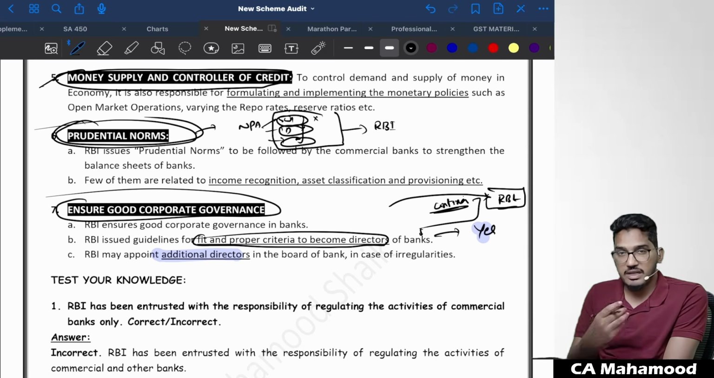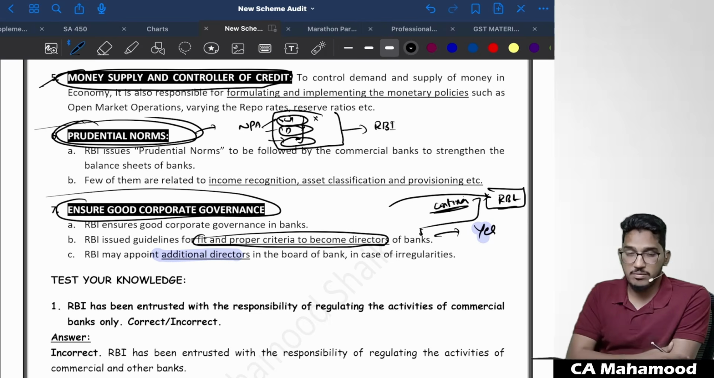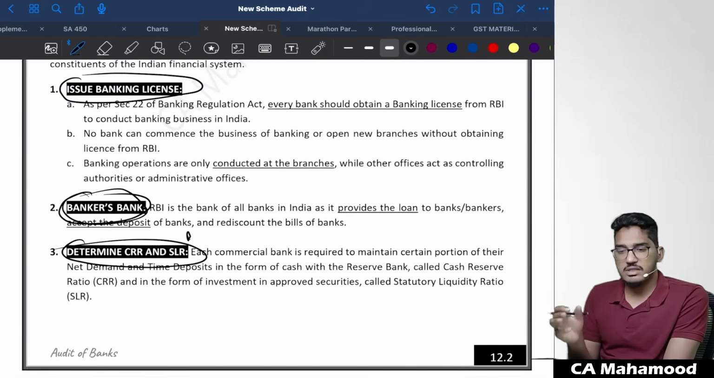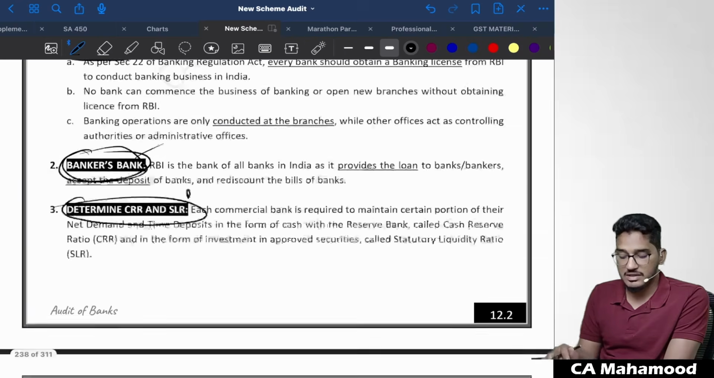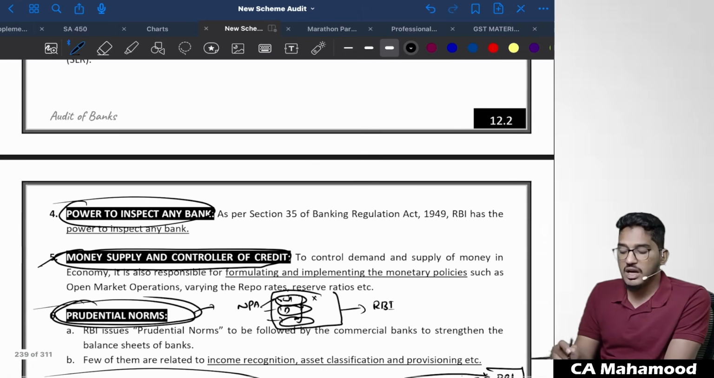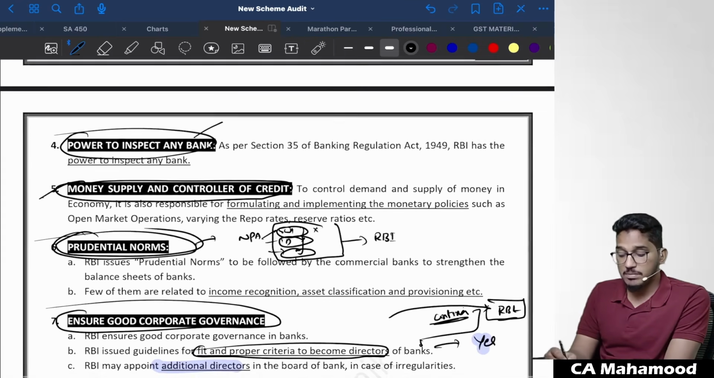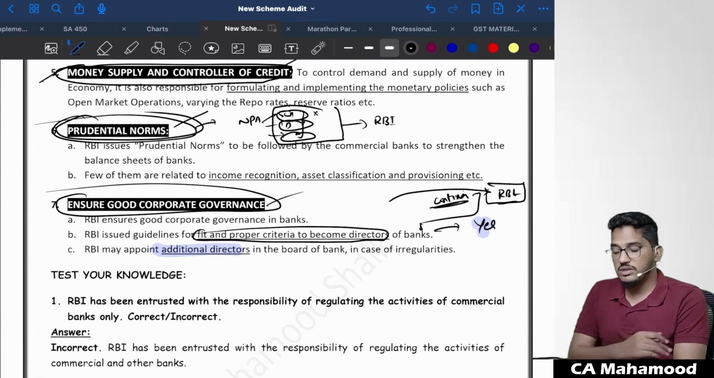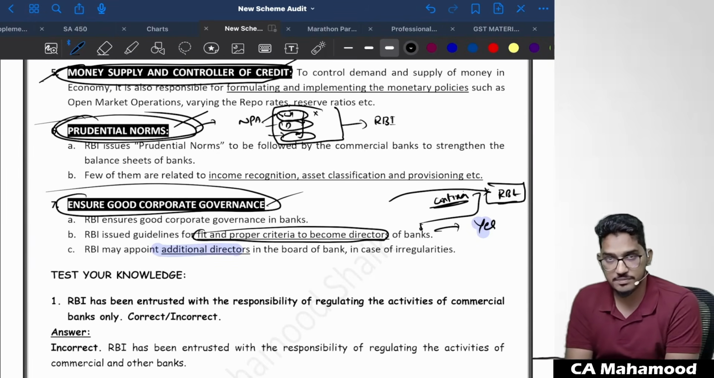So if the RBI finds something wrong happening in the functions of the bank, they will appoint their representatives on that bank's board of directors. So this is how RBI is going to regulate the banking sector. In these many ways they regulate: by issuing banking licenses, acting as the banker's bank, determining CRR and SLR, having power to inspect any bank, being the supplier of money and controller of credit, determining prudential norms, and ensuring good corporate governance.